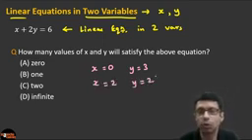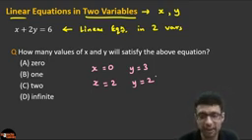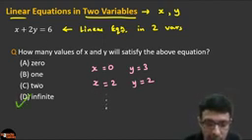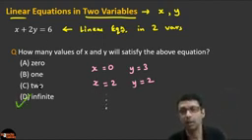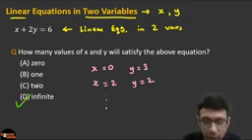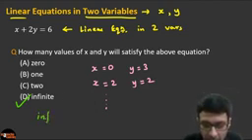Because 2 plus 2 times 2 is 4, so 2 plus 4 is 6. So again, it gets satisfied, right? And if you go on and on, actually this has infinite solutions, okay? Because we have infinitely many solutions that will satisfy this equation, right? So the answer is infinitely many solutions.